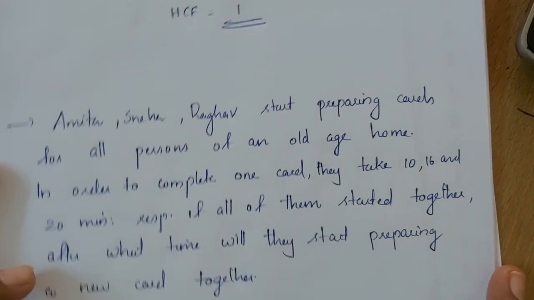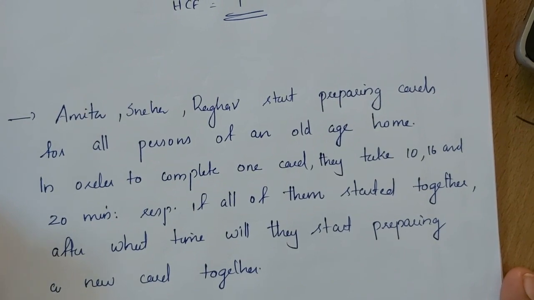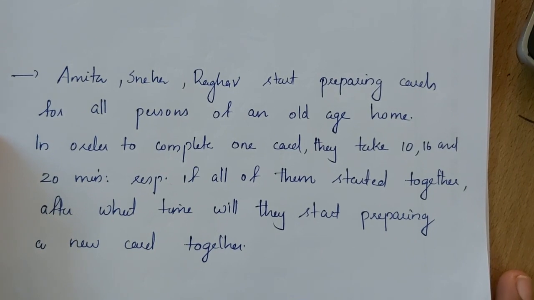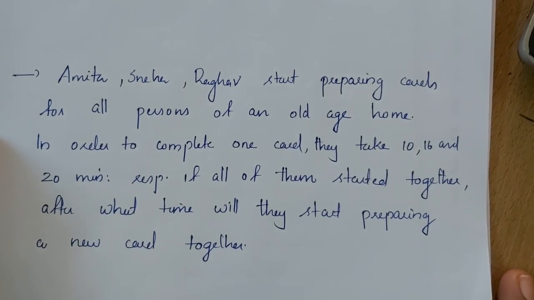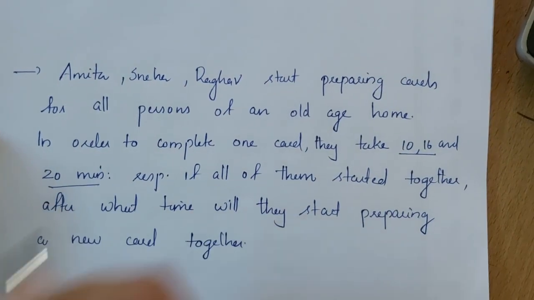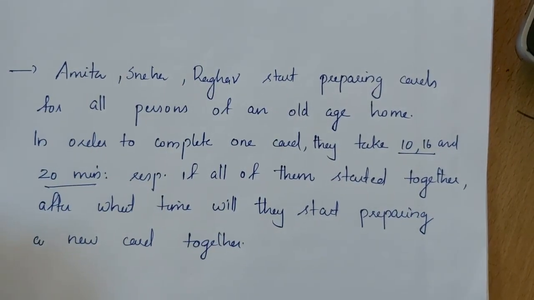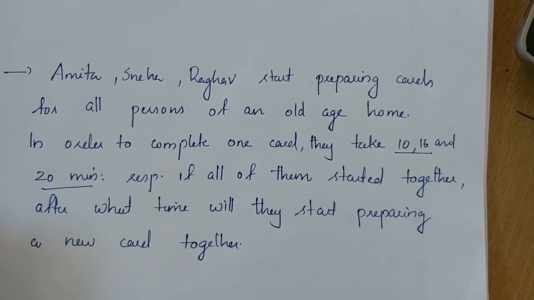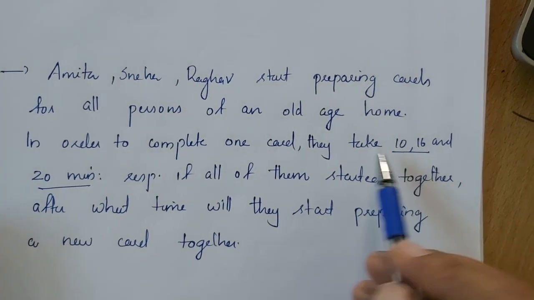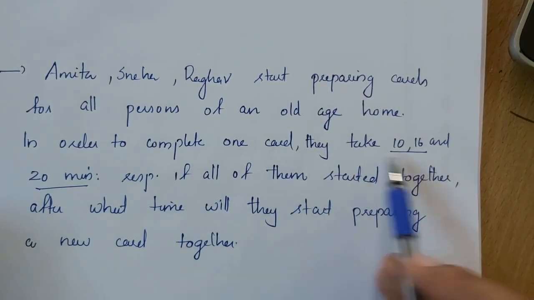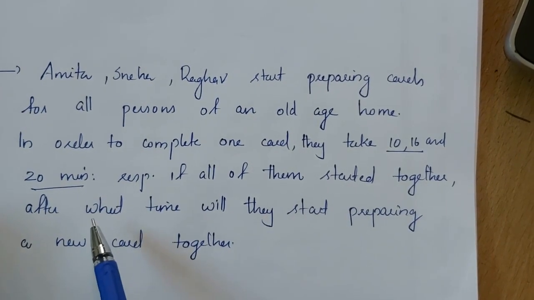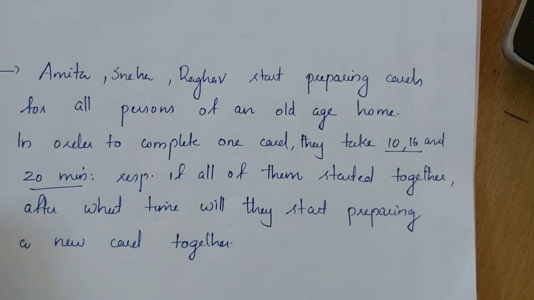Next question. Amita, Sneha, Raghav start preparing cards for all persons of an old age home. In order to complete one card, they take 10, 16 and 20 minutes. If all of them started together, after what time will they start preparing a new card together?